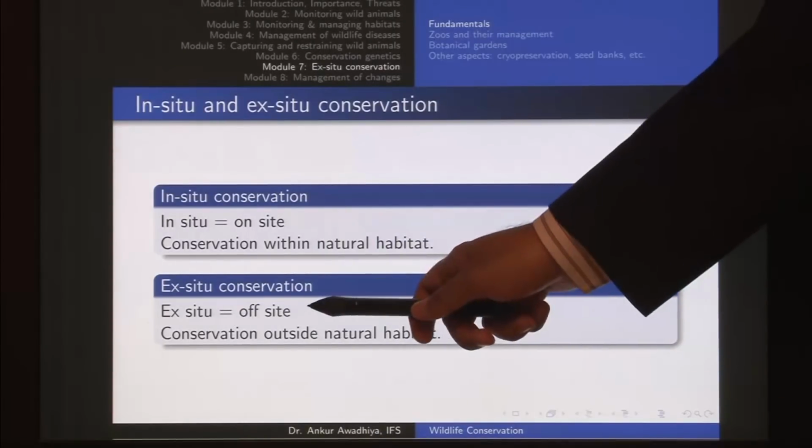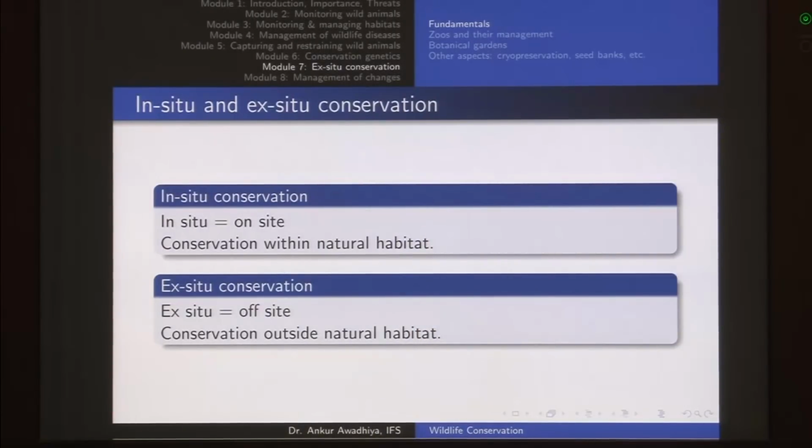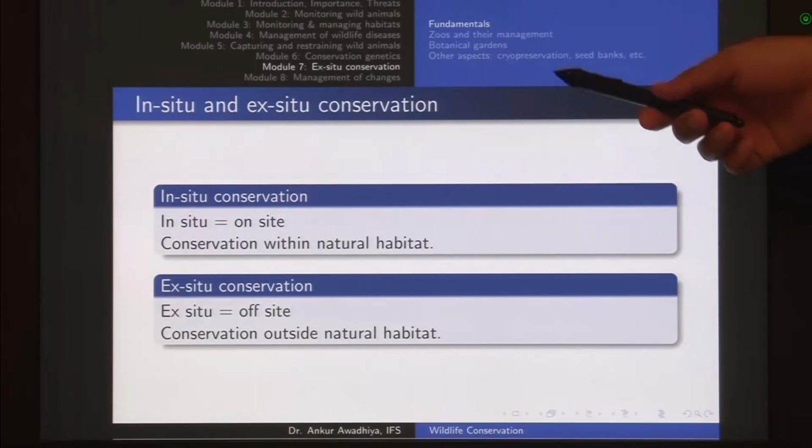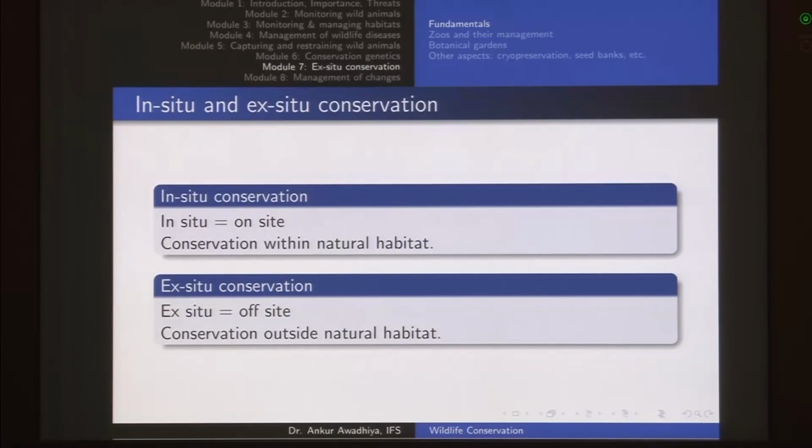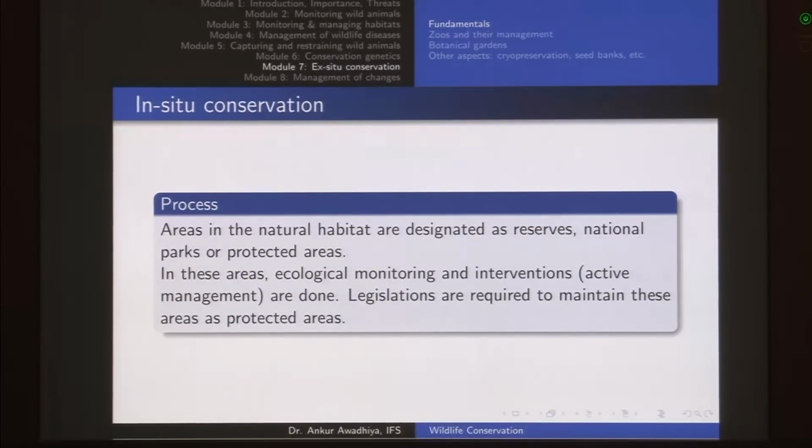Ex-situ means off the site. So ex-situ conservation is conservation outside of the natural habitat. So things like our zoos, botanical gardens, cryo-preservation, seed banks and so on come under the category of ex-situ conservation. So when we talk about in-situ conservation, we will now look at both of these in greater detail.